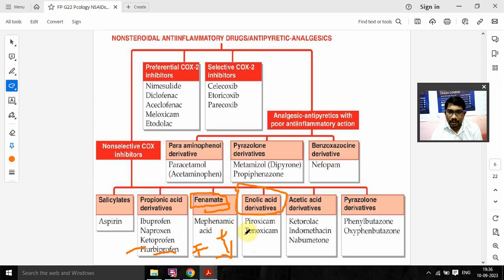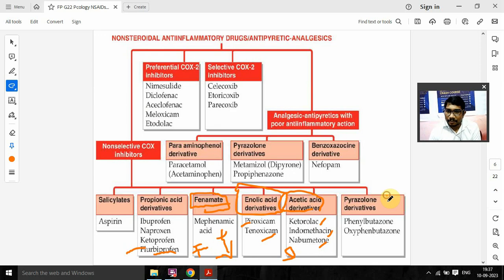In that you have piroxicam, meloxicam, tenoxicam. PMT, पुणे म्युनिसिपल ट्रांसपोर्टेशन है ना, PMT. So meloxicam, piroxicam, tenoxicam. Okay. So they are the enolic acid derivatives. Next आता है आपका acetic acid derivative. इसमें आएगा कीटोरोलैक, इंडोमिथासिन, नैबुमेटोन, इसमें डाइक्लोफेनाक भी आता है. बट डाइक्लोफेनाक का क्लास यहाँ पे प्रिपरेशन में दिया है तो वहाँ पे डिस्कस कर लेंगे. बट डाइक्लोफेनाक इज अराइल एसिटिक एसिड डेरिवेटिव.